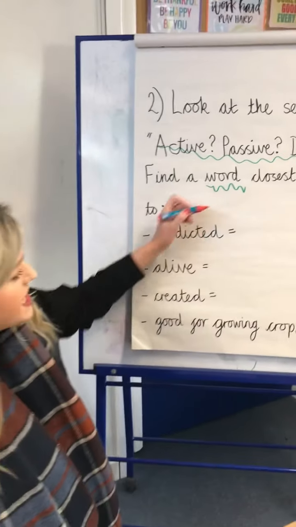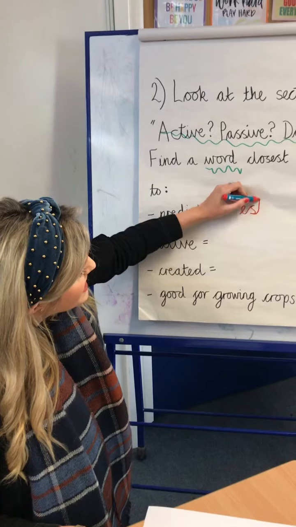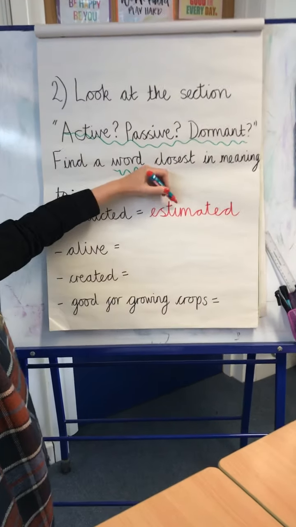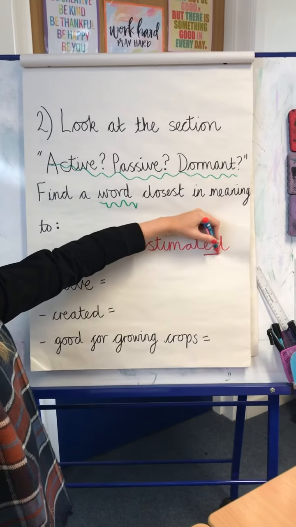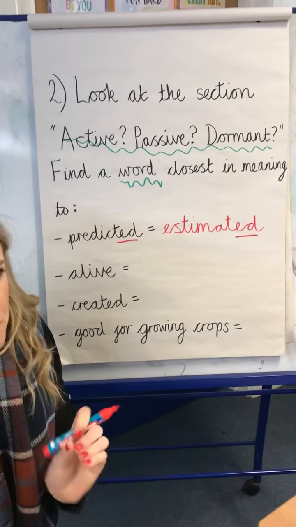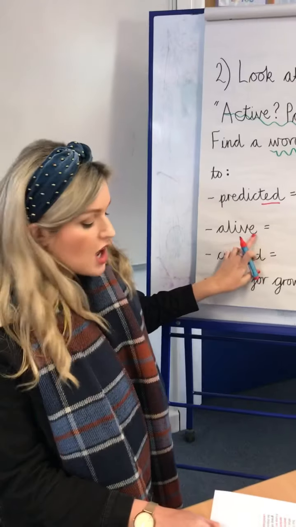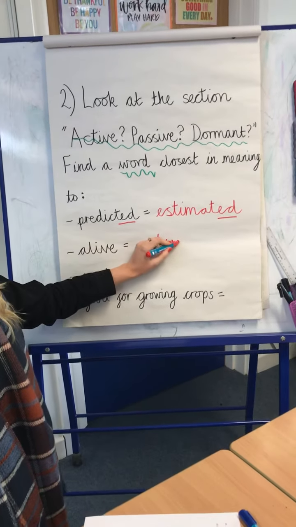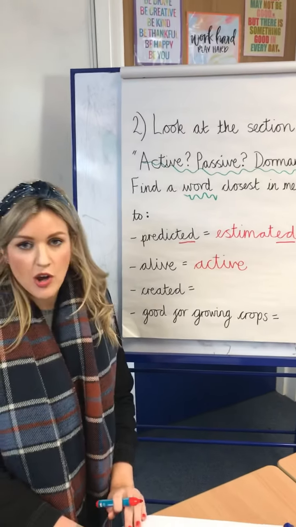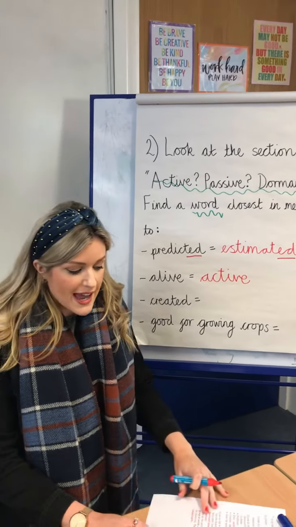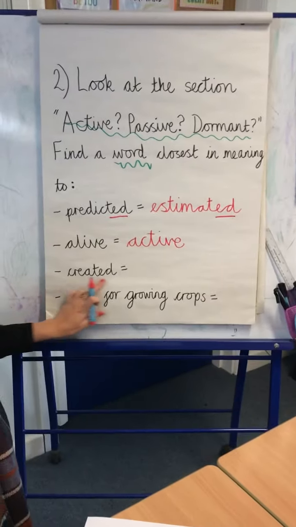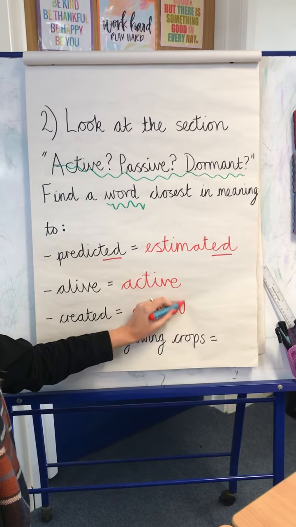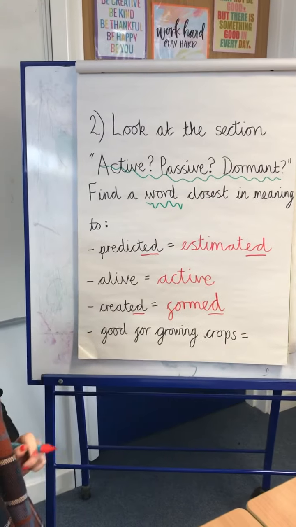So for predictive, you should have had estimated, and you'll see that both words have the suffix ed, so that should have been a bit of a clue for you. Alive, it was the word active, so an active volcano, a volcano that will and can erupt. For created, it was formed. Again, we've got that ed suffix.